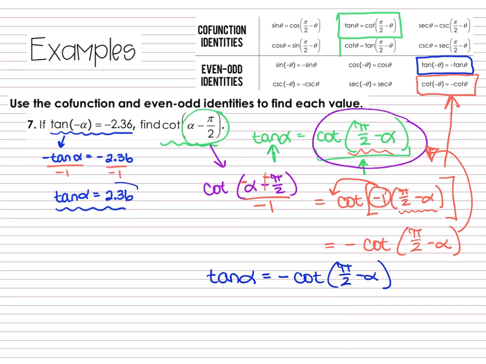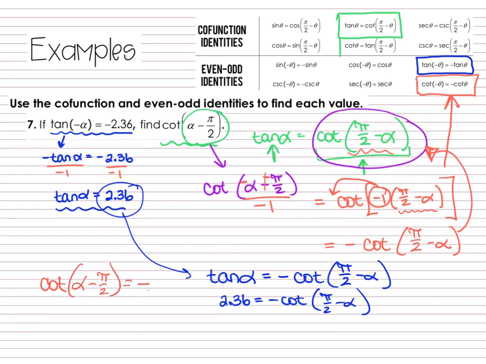We know the tangent is 2.36, so we're going to go ahead and substitute that in here. Equals negative cotan of pi over 2 minus alpha. So to find that cotan of pi over 2 minus alpha, we have to divide both sides by -1, making our final answer of the cotan of alpha minus pi over 2 equal to the negative 2.36. This one is a tricky one.